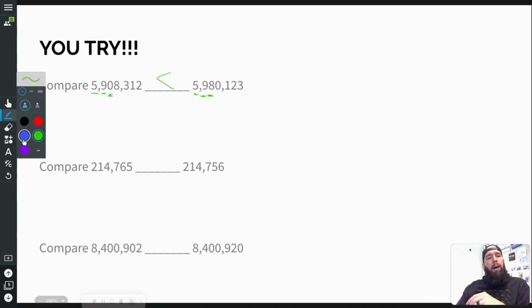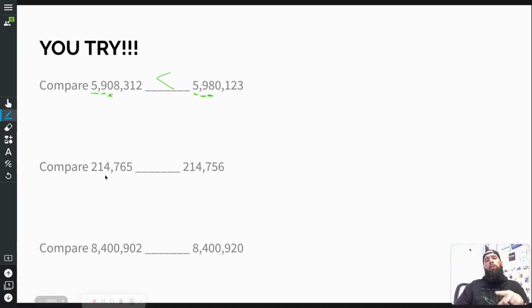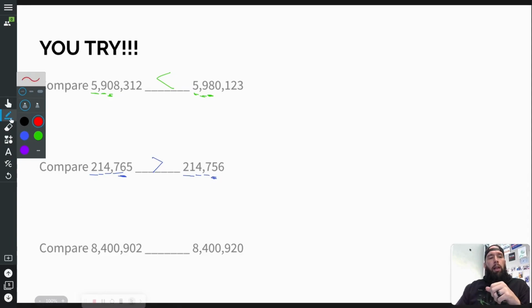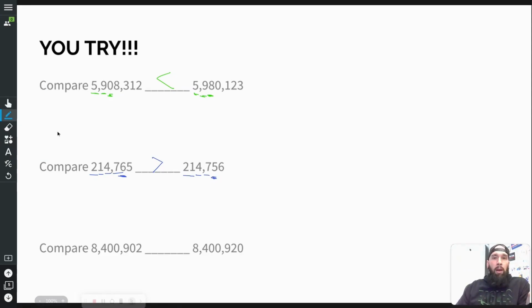Probably won't. New color. Compare 214,765 to 214,756. 2s are the same. 1s are the same. 4s are the same. 7s are the same. Finally, 6 and 5. 6 is bigger than 5, so eat the larger number. And now we can read this as 214,765 is greater than 214,756. Okay?